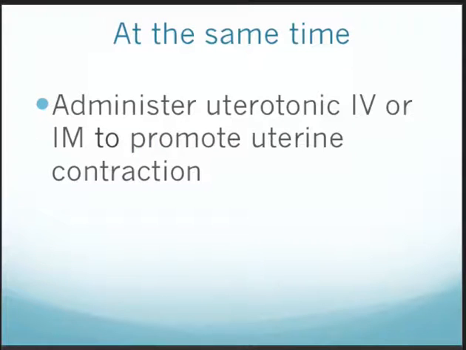At the same time, whilst rubbing up the uterus, and we have established already IV access, we would administer a uterotonic either intravenously, or if you don't have IV access, or you would have a delivery at home, one could give 10 units of syntocinon intramuscularly.